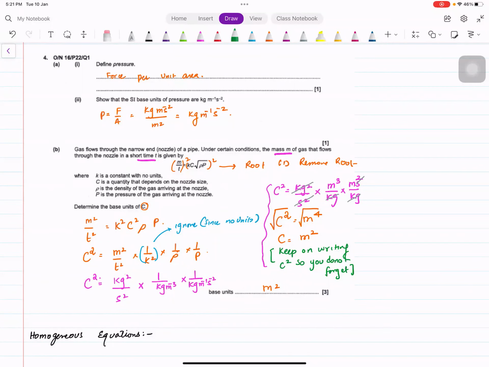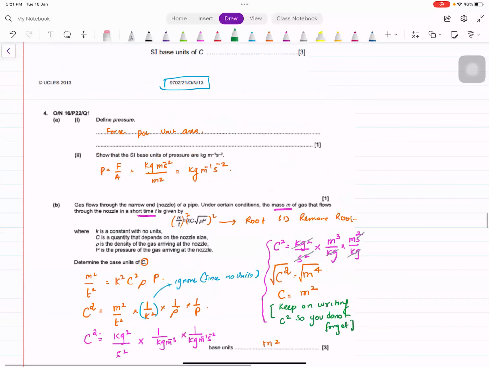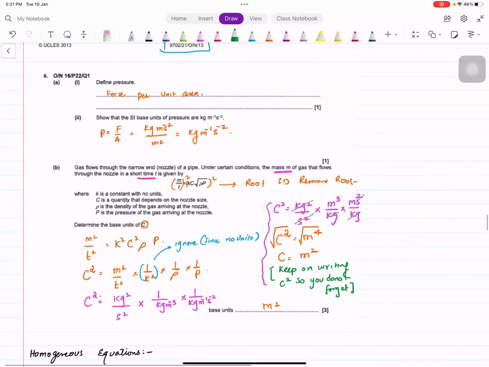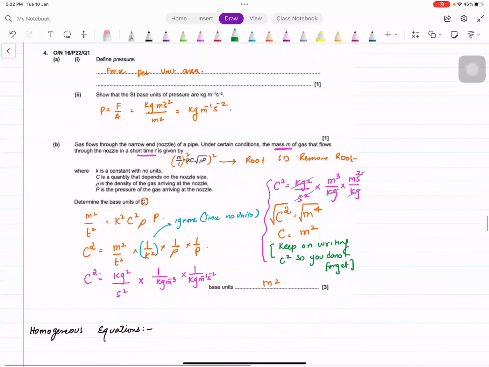Sir, if you bring m square over t square to the other side, won't the sign change? I never did. It was already on the left side. Sir, can you go up? Up where? This is where we started. No, sir, the last question. Can you solve that one? That is the homework. I'll check that one. Okay, sir.